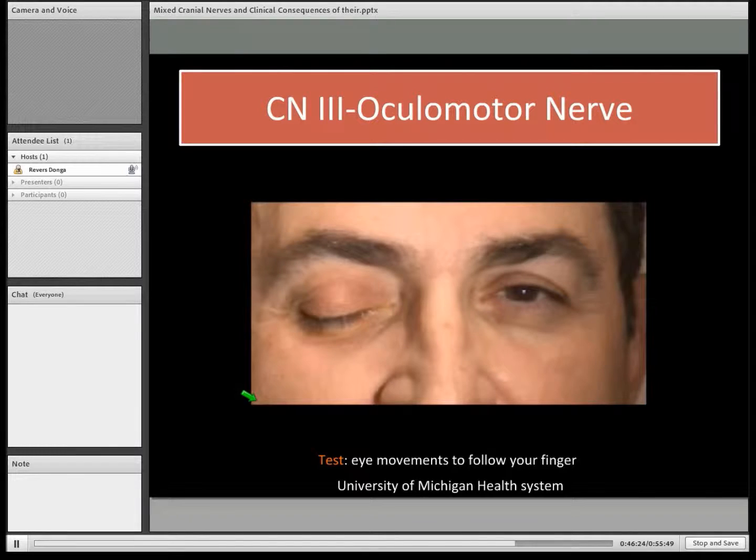Now, in an upper motor neuron lesion, you get weakness of the lower contralateral side of the face, which is the opposite side to the lesion. Whereas in a lower motor neuron lesion, you get upper and lower ipsilateral weakness of the side of the face. So that's the same side.